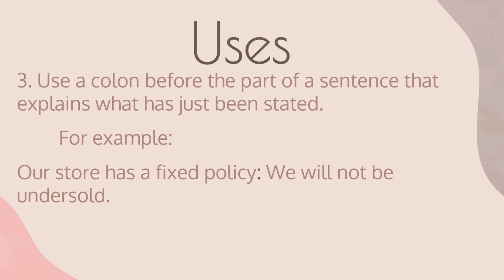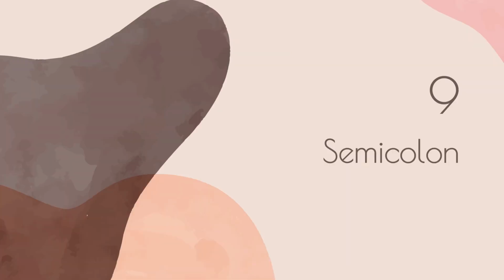Our store has a fixed policy. Here we are talking about some policy. After that we have placed a colon, and now we are explaining what that policy is. We will not be undersold. So the first part of the sentence is talking about a certain thing, and the second part of the sentence that comes after the colon explains or elaborates on that first part. Now let's jump on to the semicolon.